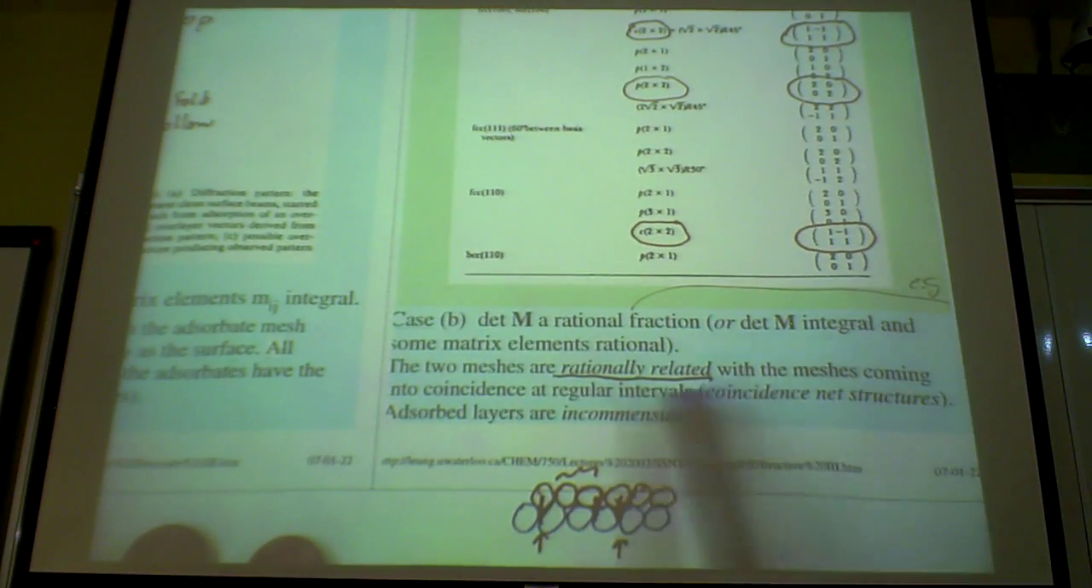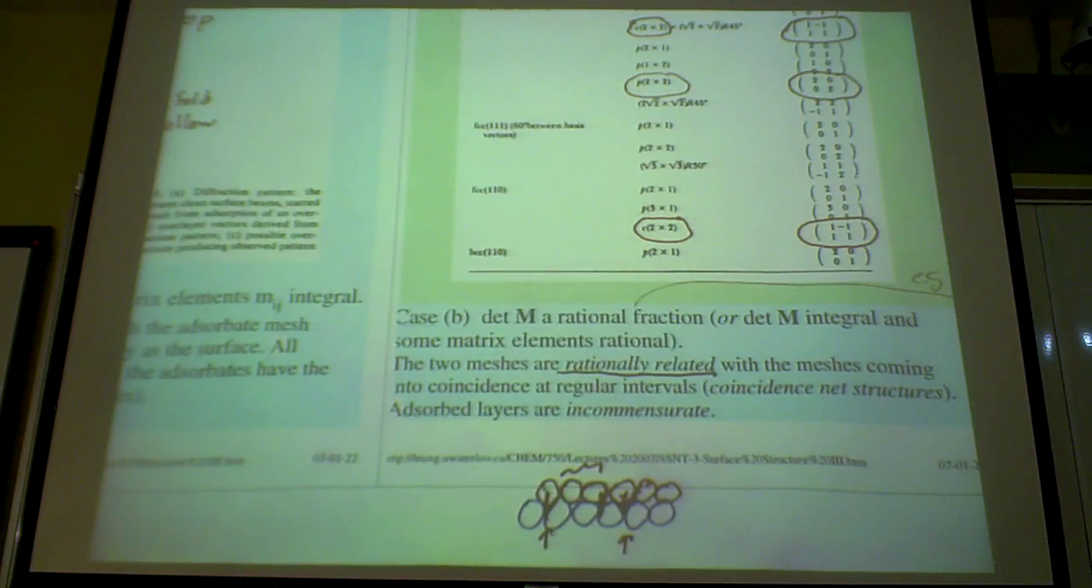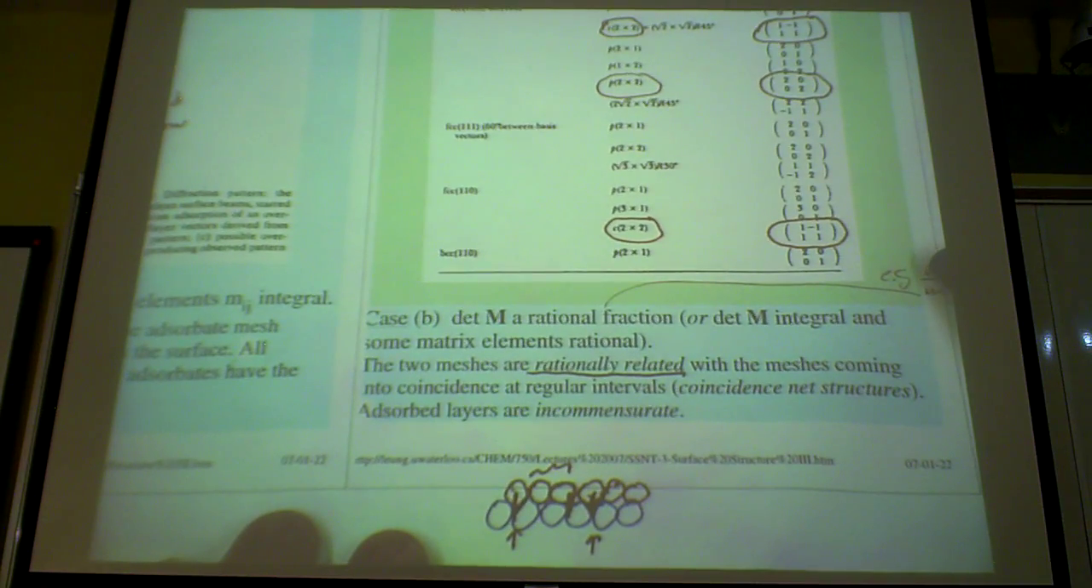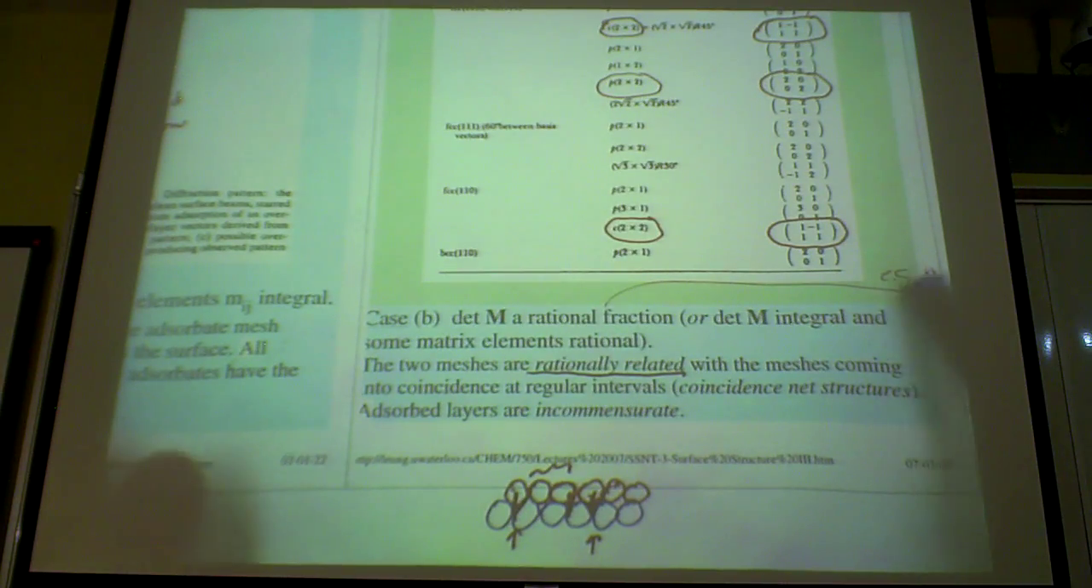They are called rationally related. So if the determinant is a rational fraction. So again, I remind you, what is a rational number? A rational number is just a fraction consisting of two integers, right? So it could be 1 divided by 2 or 3 divided by 2, this sort of thing. So these are rational fractions, okay?